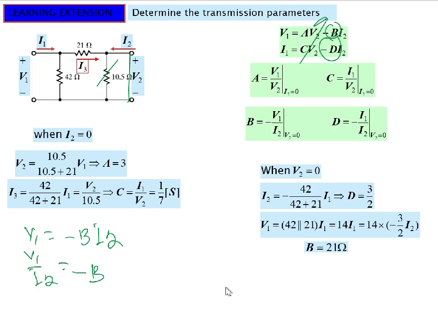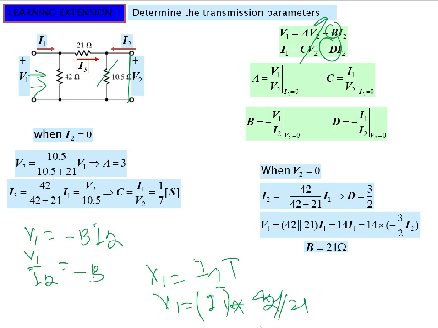So we can write this equation in the form of I1 and later on replace I1 by I2. So if we write in term of I1, we can say that V1 is equal to total impedance seen from this side multiplied by I1. So total impedance multiplied by I1. Total impedance is 42 parallel 21. So V1 is equal to I1 multiplied by 42 parallel to 21.